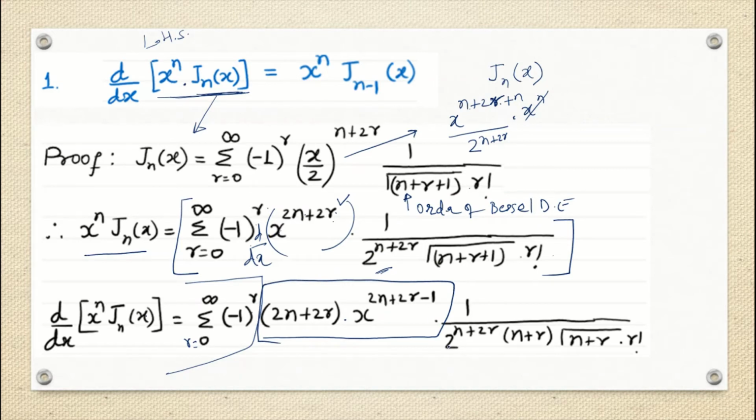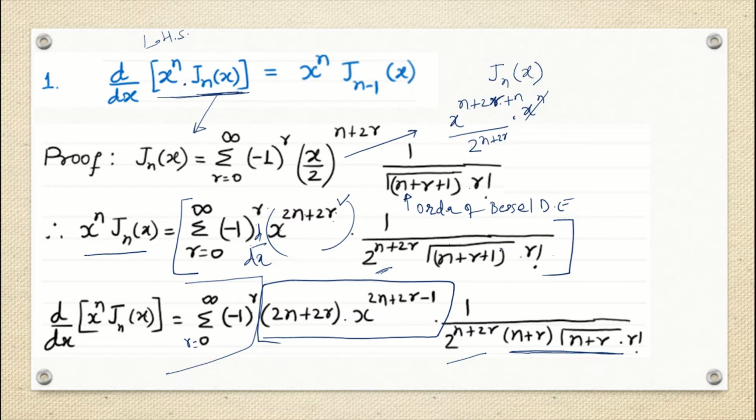Because 1 by 2 raised to n plus 2r is constant with respect to x. This complete term is constant, and this is nothing but gamma n plus r plus 1 and then factorial r. But you will notice that we have made some changes here, right? This is as it is; you can write it in this step also. In the next step you can make this change.